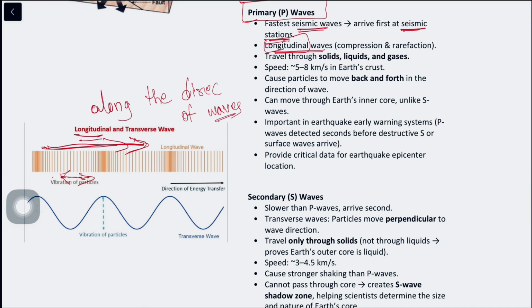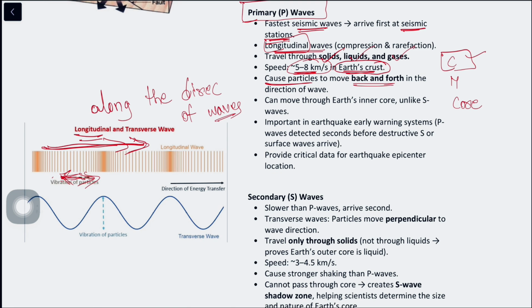Okay, and P waves have the capability to travel through solids, liquids and gases as well, with a speed of approximately 5 to 8 kilometers per second in the earth crust region. What is the earth crust region? Earth crust is the uppermost layer. So we can divide the earth into three layers, right? Crust, mantle and the core region, right? So the P waves can travel through the earth crust with a speed of 5 to 8 kilometers per second, and it will cause the particles to move back and forth, and that's why we are calling it the longitudinal waves, right?